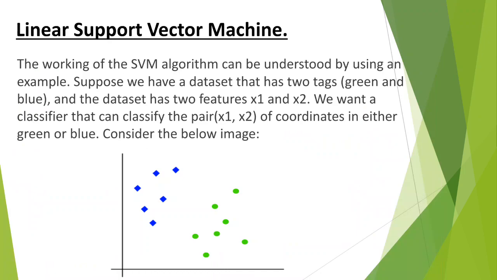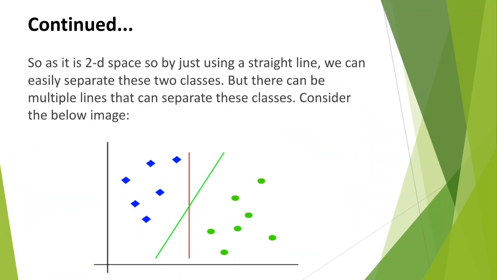Linear support vector machine. The working of the SVM algorithm can be understood by using an example. Suppose we have a dataset that has two tags, green and blue, and the dataset has two features, x1 and x2. We want a classifier that can classify the pair x1, x2 of coordinates as either green or blue. Consider the below image.